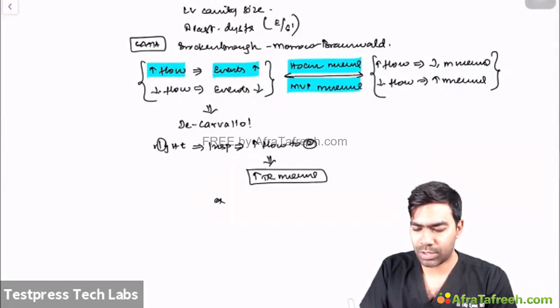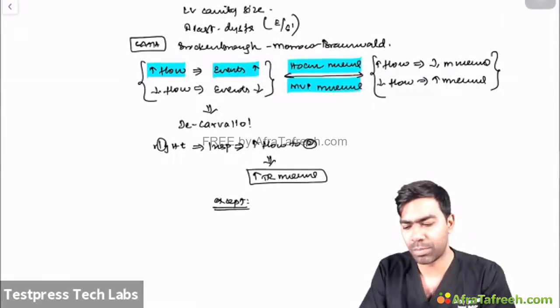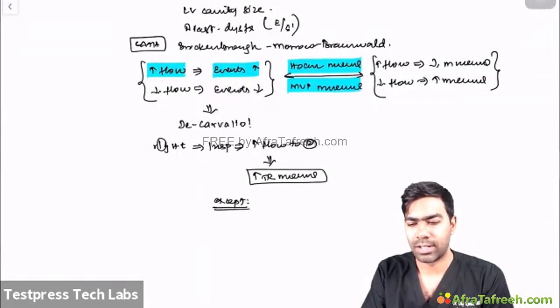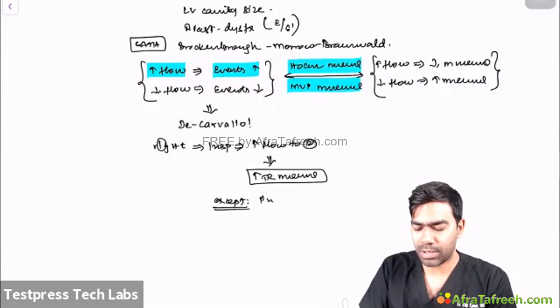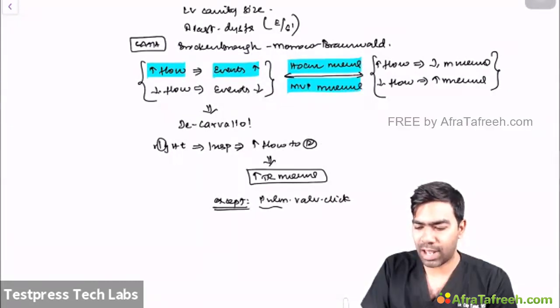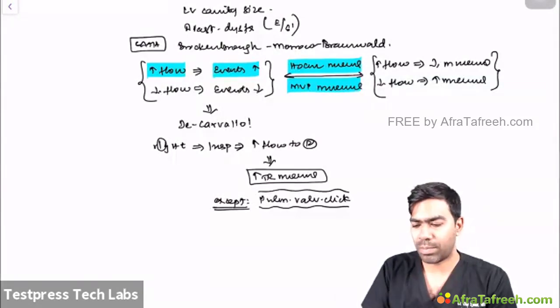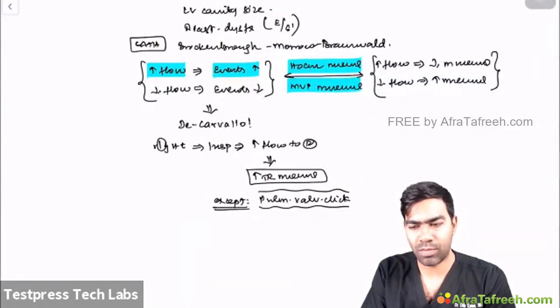But only one exception. What is that one exception? Everyone must know, because whoever attended my class should be able to tell this. What is the only exception for De Carlos law on the right side? On the left side, there is no De Carlos law. De Carlos law is only for the right side. Whoever attended my class surely should be able to tell that it is the pulmonary valvular click, which happens in valvular pulmonary stenosis.